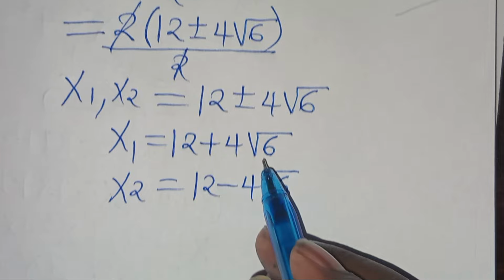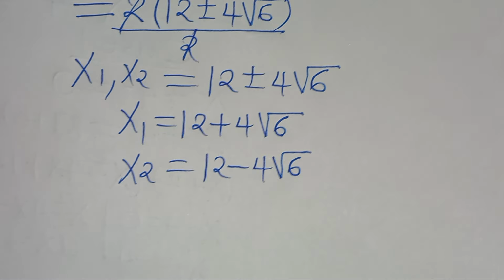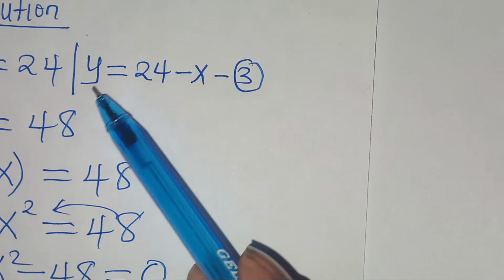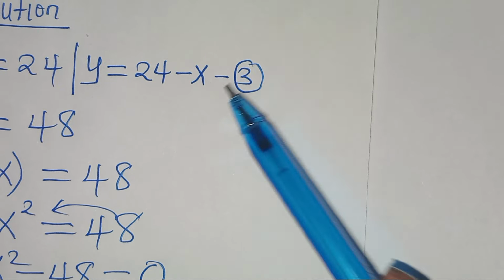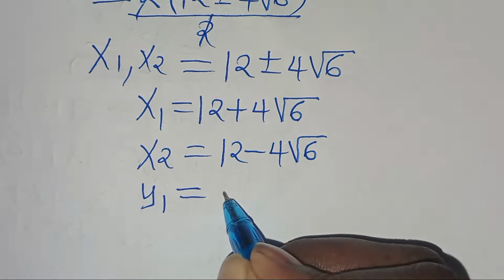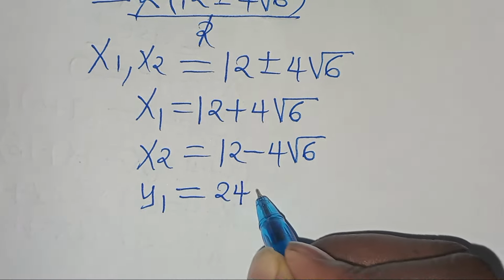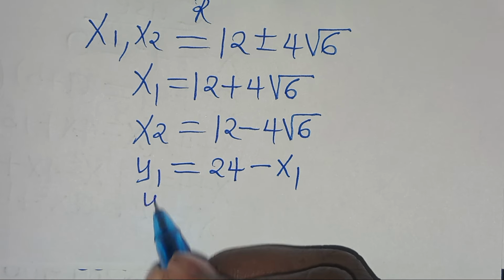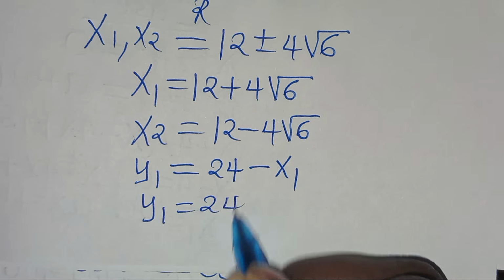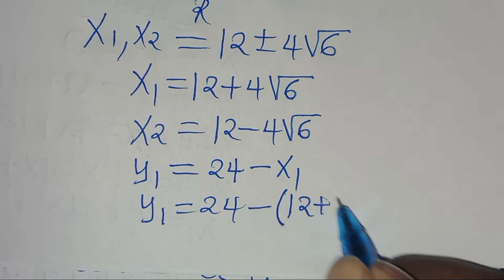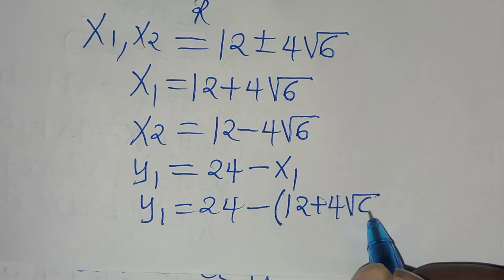The next step from here is to solve for the corresponding values of y1 and y2. So if you recall from equation 3, we have y equal to 24 minus x. So this implies that y1 is equal to 24 minus x1. x1 is 12 plus 4 square root of 6.